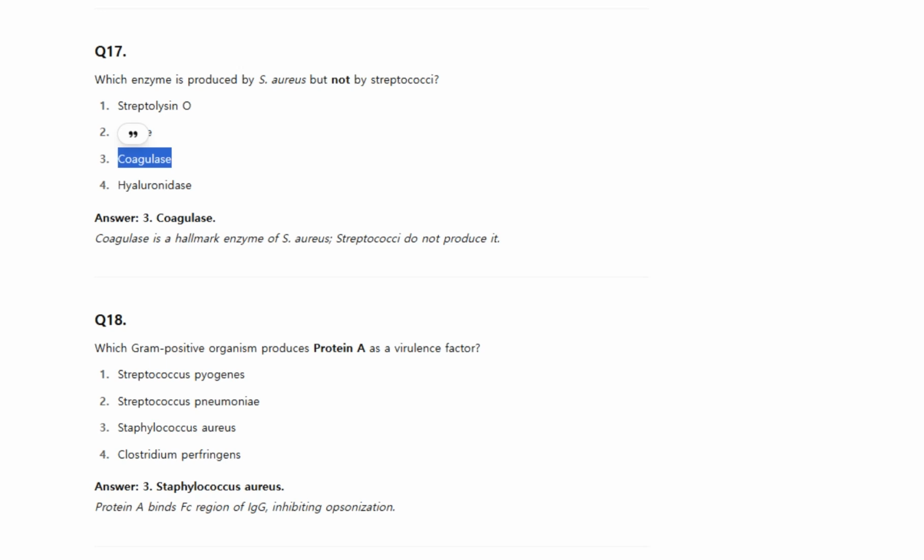Q18. Which gram-positive organism produces protein A as a virulence factor? 1. Streptococcus pyogenes, 2. Streptococcus pneumoniae, 3. Staphylococcus aureus, 4. Clostridium perfringens. Answer 3. Staphylococcus aureus. Protein A binds the Fc region of IgG, inhibiting opsonization.